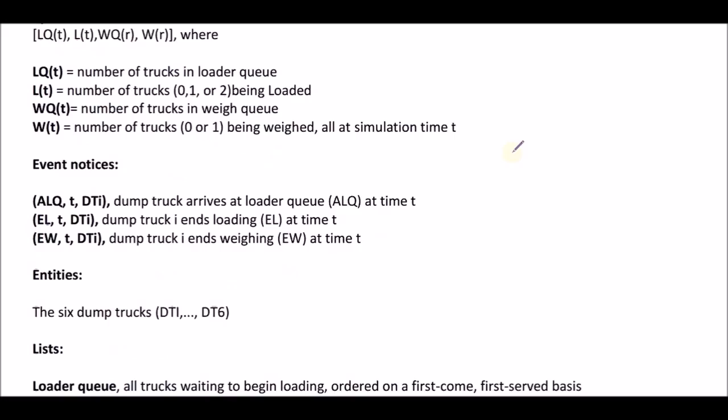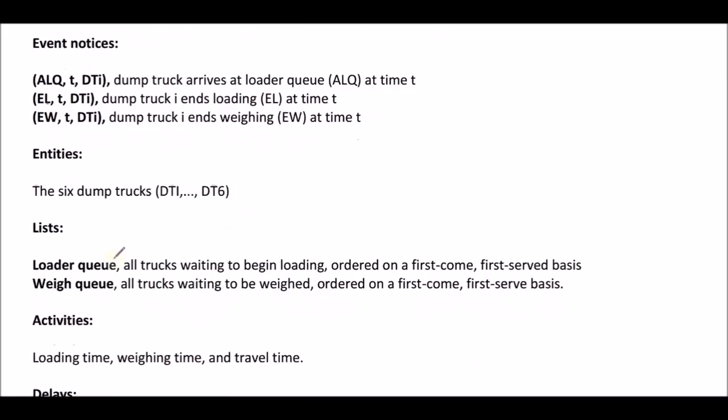So these entities represent the number of trucks that are there. Since there are 6 dump trucks over here, we represent them as DT1, DT2 till DT6. So this depends on how many trucks that you have, and those many numbers to indicate how many trucks are there. The next is the list.